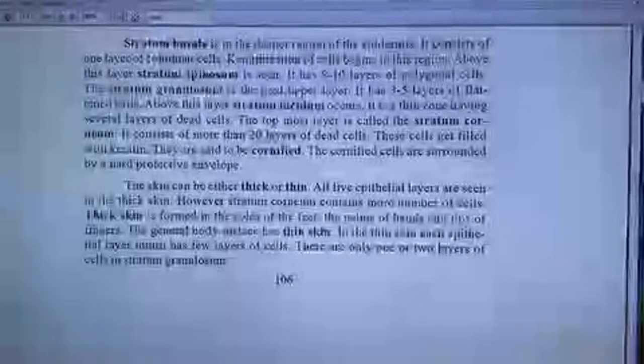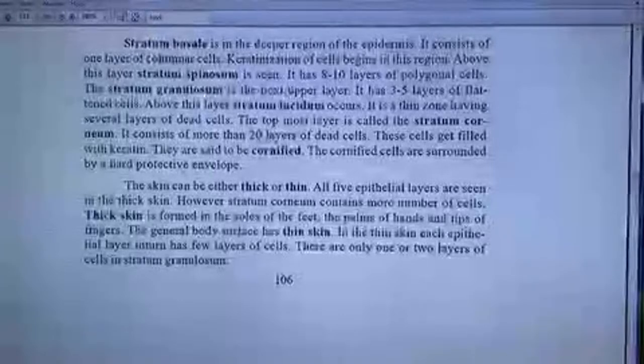Above this layer, stratum lucidum occurs. It is a thin zone having clear cells. The top-most layer is called stratum corneum. It consists of more than 20 layers of dead cells. These cells get filled with keratin. They are said to be cornified. The cornified cells are surrounded by a hard protective envelope.